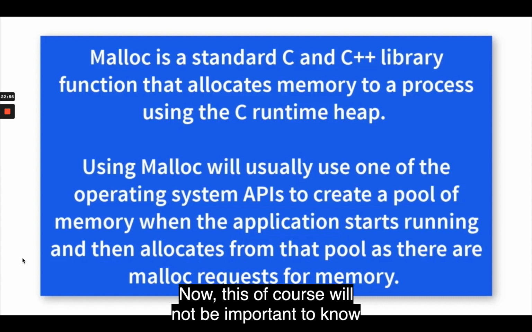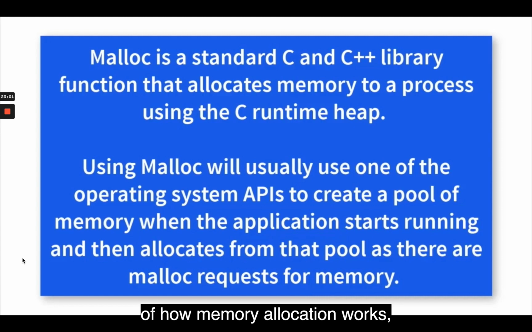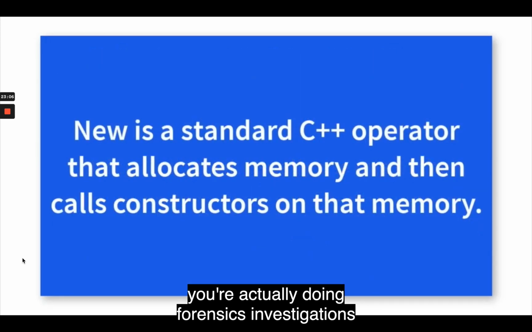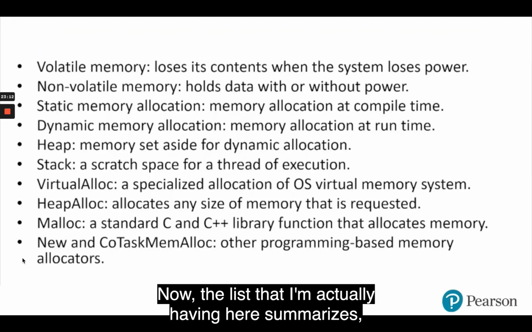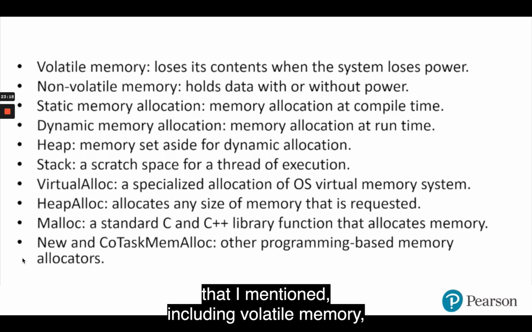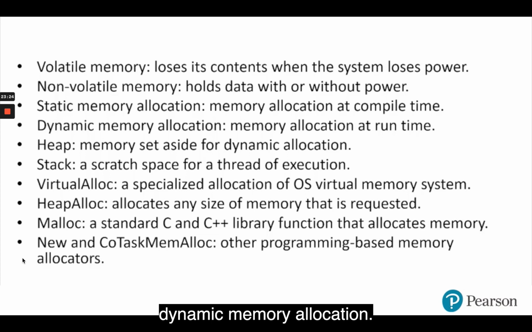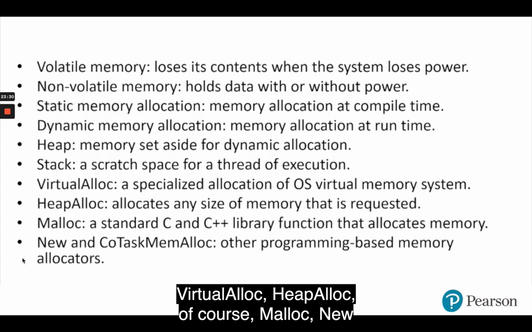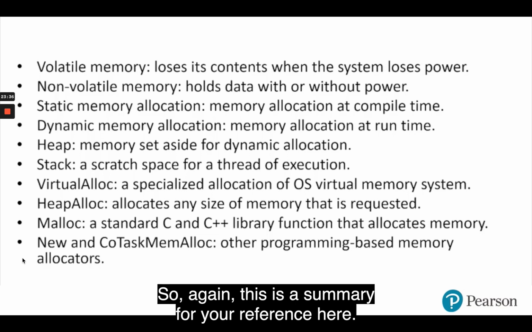Now, this, of course, will not be important to know for the exam, but the goal is to have a general understanding of how memory allocation works, so you have an understanding whenever you're doing forensics investigations for cybersecurity incidents, right? Now, the list that I have here summarizes the key memory allocation concepts that I mentioned, including volatile memory, non-volatile memory, static memory allocation, dynamic memory allocation, what is heap, what is the stack, VirtualAlloc, HeapAlloc, of course malloc, new and CoTaskMemAlloc, as I mentioned before. So again, this is a summary for your reference here.